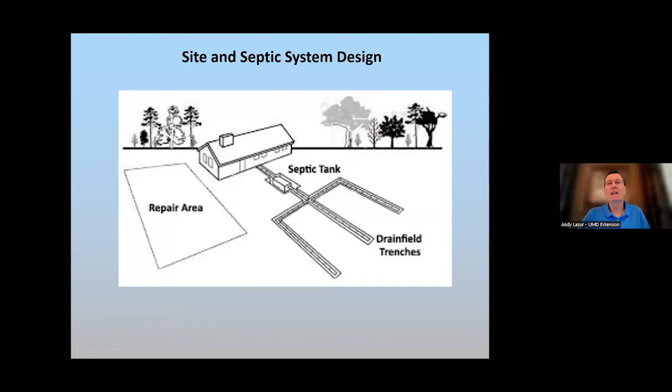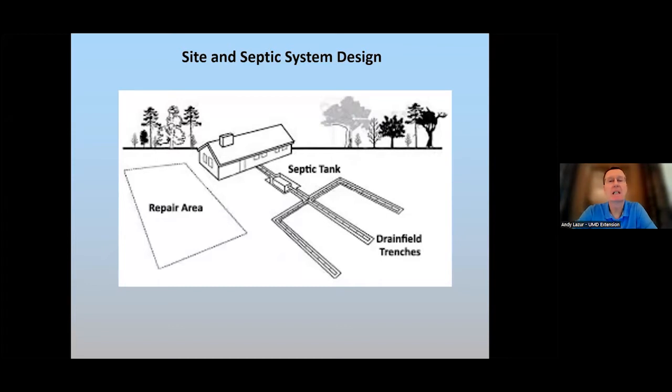So one of the key things in looking at a site is you have to think holistically. And what I mean by that is you have to look at the whole landscape, the slope of the property, the location of your drain field and your septic tank, and then also, do you have a repair area set aside? So for newer construction, that's a requirement that you set aside repair area.